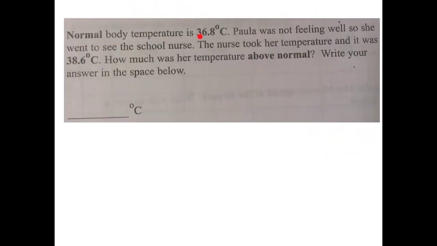Normal body temperature is 36.8 degrees Celsius. Paula was not feeling well, so she went to see the school nurse. The nurse took her temperature and it was 38.6 degrees Celsius. How much was her temperature above the normal? Write your answer in the space below. This question just involves doing a little bit of subtraction. We're working with decimal numbers, so it's important you keep your decimals all in line.